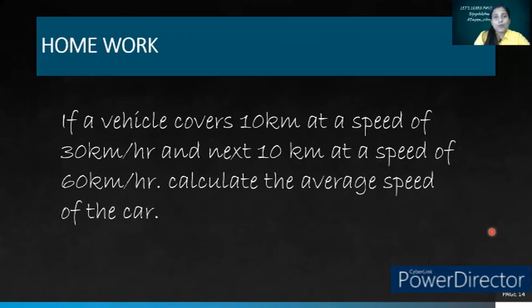Again, there is a homework question for you. If a vehicle covers 10 km at a speed of 30 km per hour and the next 10 km at a speed of 60 km per hour, calculate the average speed of the car.